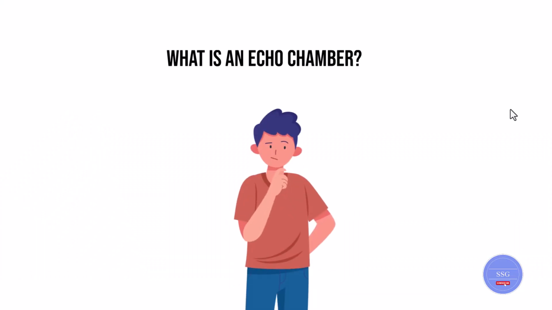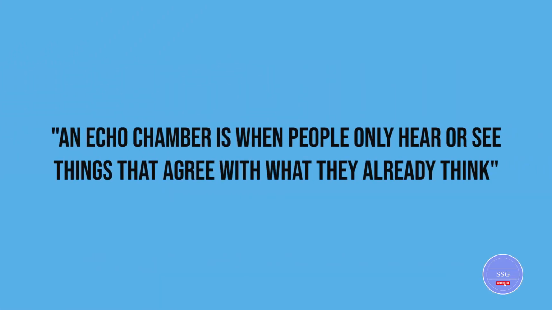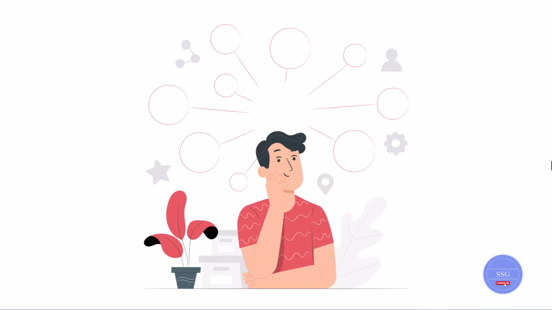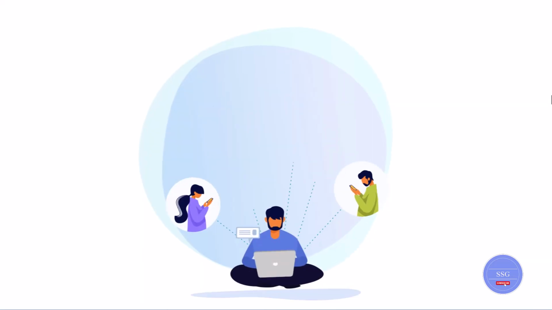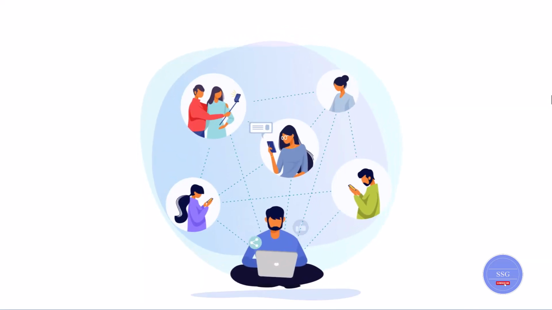What is an echo chamber? An echo chamber is when people only hear or see things that agree with what they already think. You see information that confirms your existing beliefs, and opposing viewpoints are filtered out. This can be comforting, but it also limits your exposure to different perspectives.